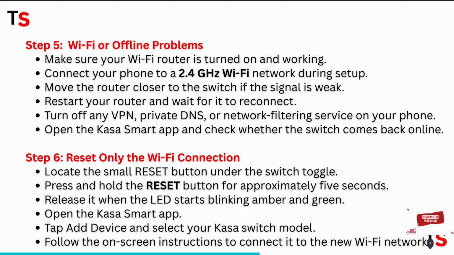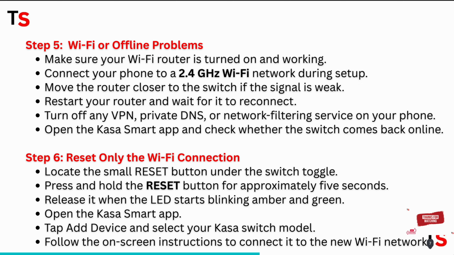Step 5 is Wi-Fi or offline problem. Make sure your Wi-Fi router is turned on and working, and connect your phone to the 2.4 GHz Wi-Fi network during setup. Restart your router and wait for it to reconnect. Turn off any VPN, private DNS or network filtering service on your phone. Open the Kasa Smart app and check whether the switch comes back online.